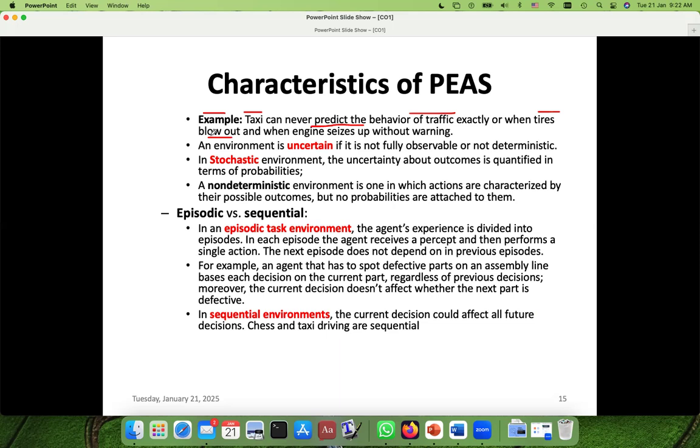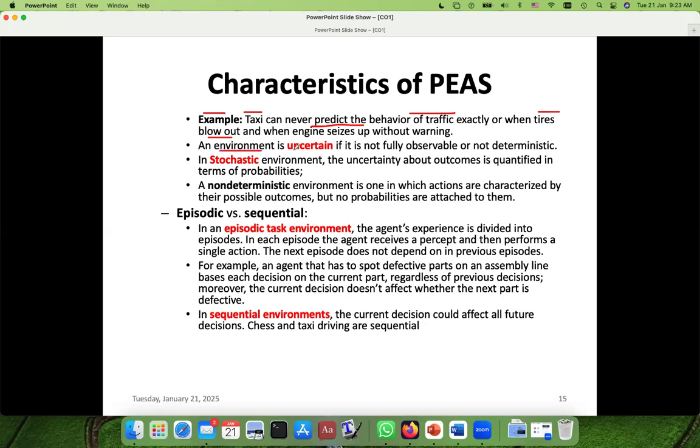So what is the solution? If in the environment your agent is not able to predict the next state properly, then the environment is stochastic, and different things can happen. You can solve the situation in a stochastic environment by calculating the probability values for those events. And then you can decide that the traffic can be blocked at some point, or the tires can blow out, or the engine can seize up. You can calculate these events by probability values.